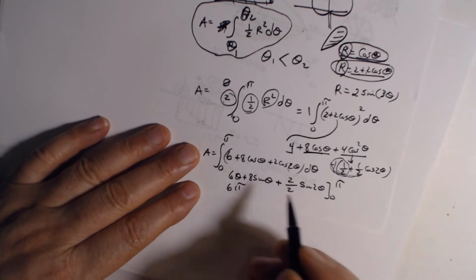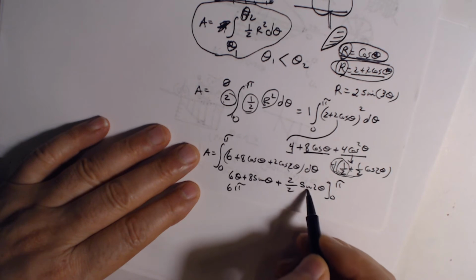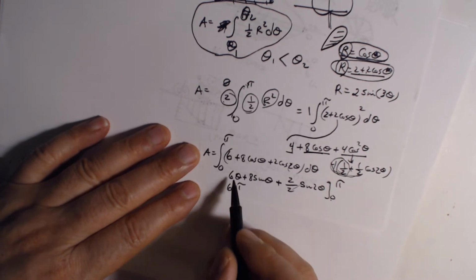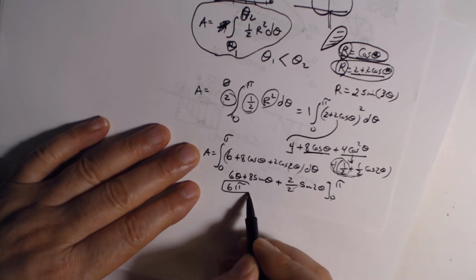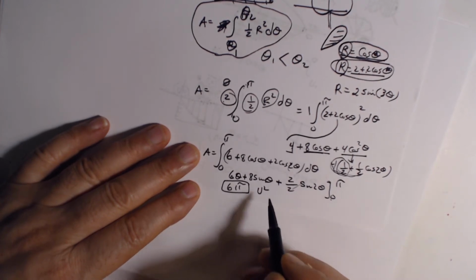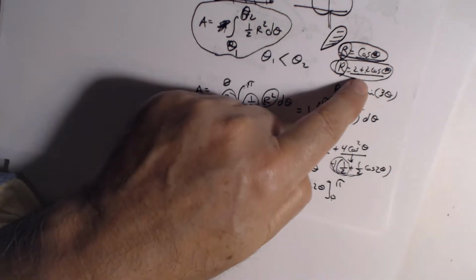6 pi, I put pi for theta. Sine of pi is 0. Sine of 2 pi is 0. When I put 0 right here, 6 times 0 is 0. Sine of 0 is 0. That's 0. The answer is 6 pi unit squared. That is the area of the cardioid represented by 2 plus 2 cosine.